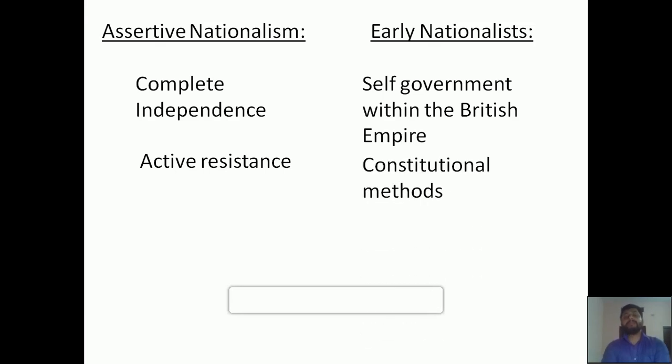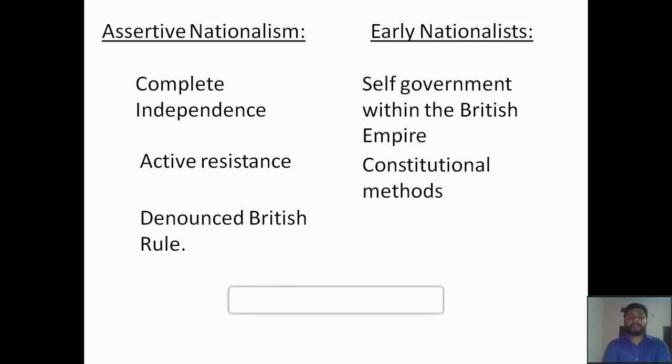But early nationalist leaders were following constitutional methods, and I hope you remember what is meant by constitutional methods. In one of my classes I told you the 3 P's, which means petition, prayer and protest. These were the 3 methods followed by early nationalist leaders, because they were focusing on peaceful measures. That's why it is known as constitutional methods. But assertive nationalist leaders were not ready to follow such peaceful measures. They were following active resistance.